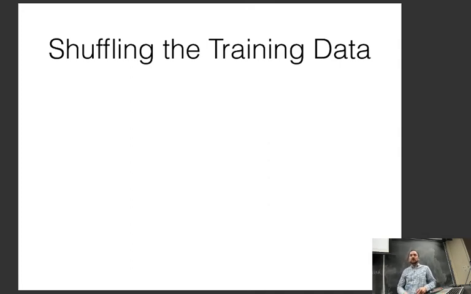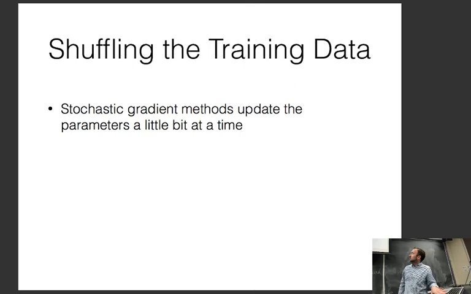Number one is that you need to be shuffling your training data. So every time, either once before training or ideally every time before you make a pass through your training data, randomly shuffle the order of it. The reason why is stochastic gradient methods update the parameters a little bit at a time.